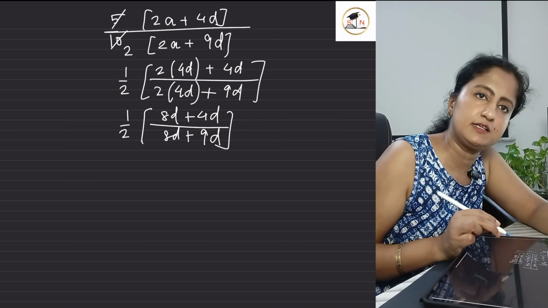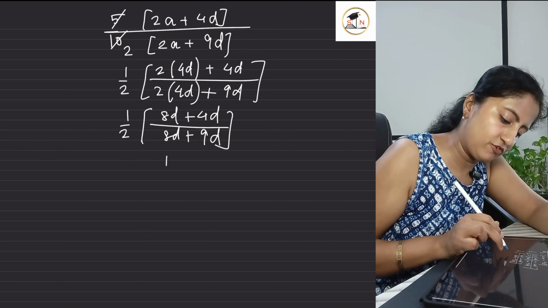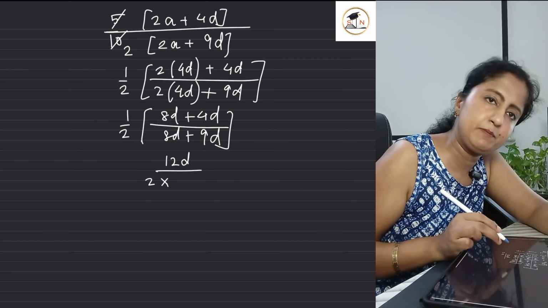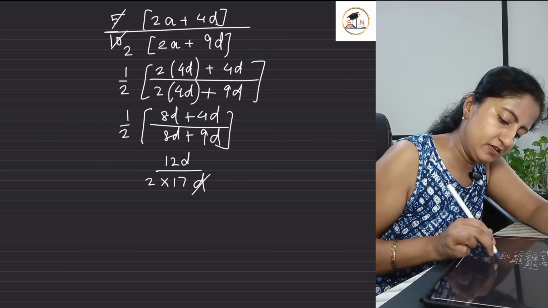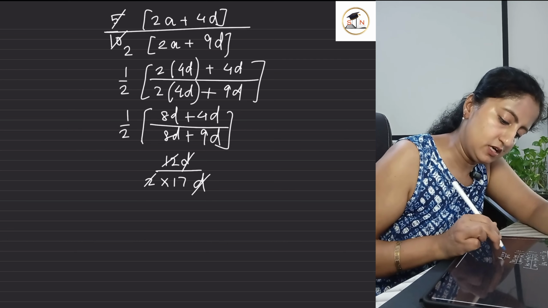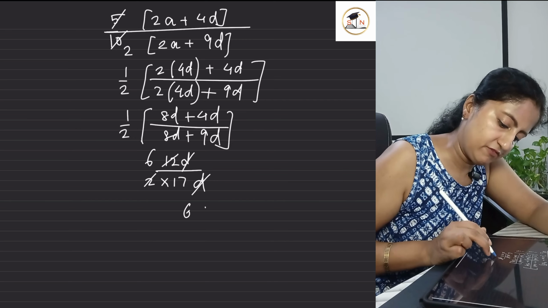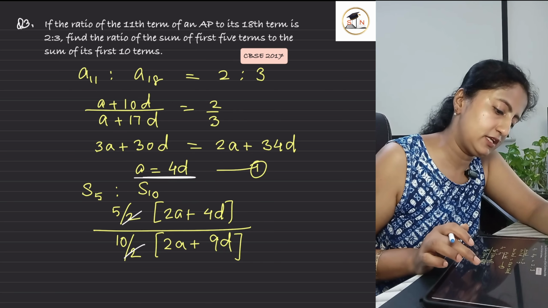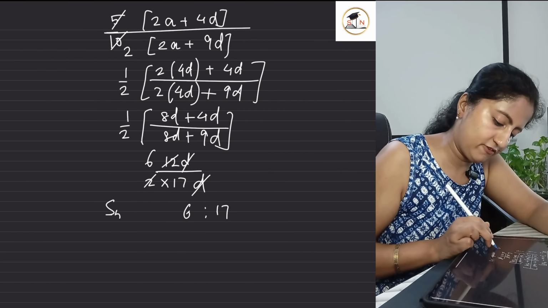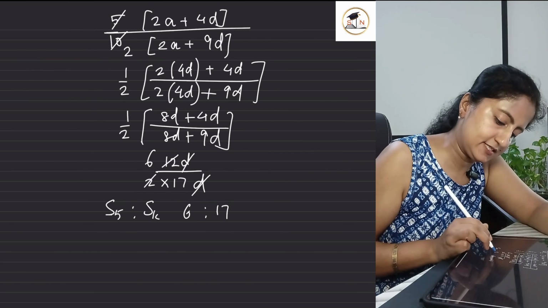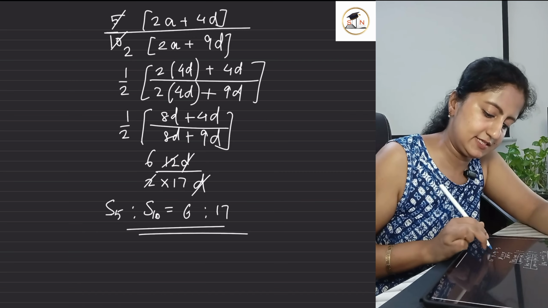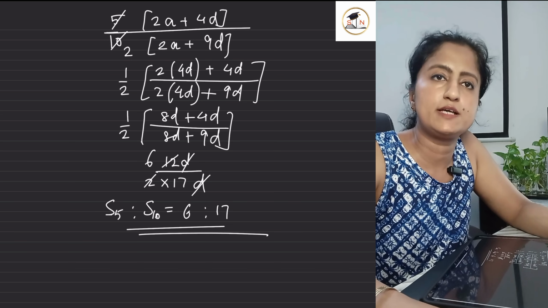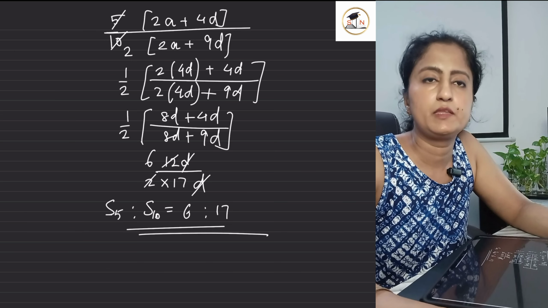Now we are in the final steps. So 8D plus 4D is 12D over 2 times 8 plus 9 is 17D. D and D got cancelled. 2 and 12 got cancelled. My final answer is 6 is to 17. So that means the ratio comes out to be S5 is to S10 equals 6 is to 70. So here we got the final ratio as 6 is to 70.